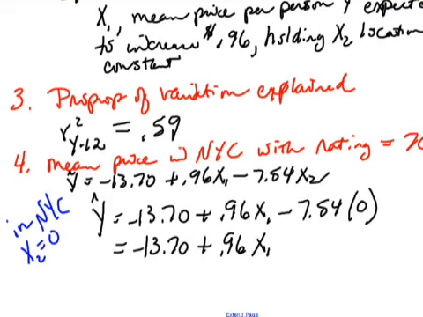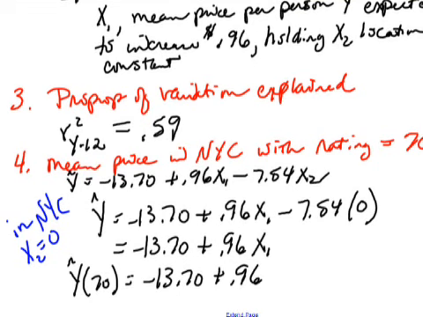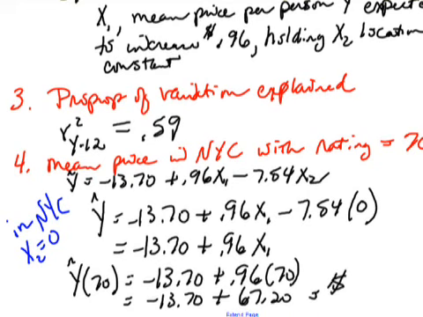Now let's specifically calculate the average price for a restaurant in New York City with a rating of 70. I'll say y hat of 70. On average, we would expect the meal to be $53.50.